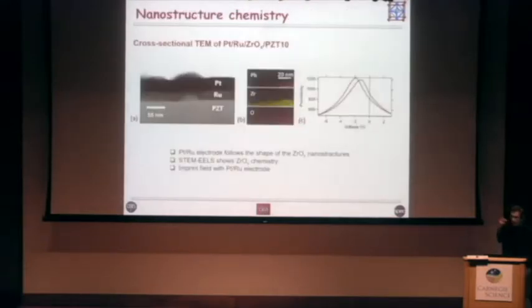Now we grow the electrode, our ruthenium platinum electrode. Here we have cross-sectional TEM, and what we see is that these nanostructures have been preserved. There they are. So the electrode actually follows that topography. You look at some energy loss. It confirms the chemical nature of them, as observed in XPS. There's zirconium and oxygen. And what we also see in the electrode characterization is there's a strong offset, a strong imprint, an internal field there after deposition.